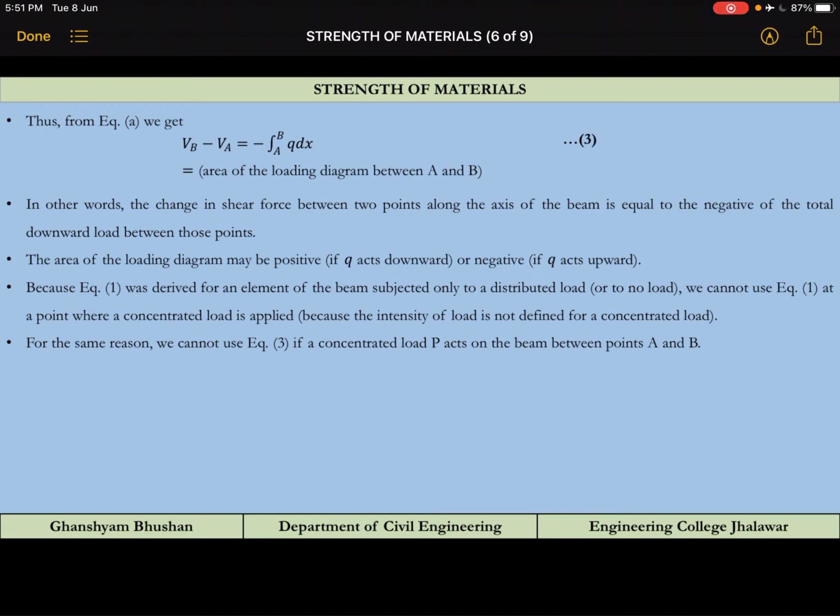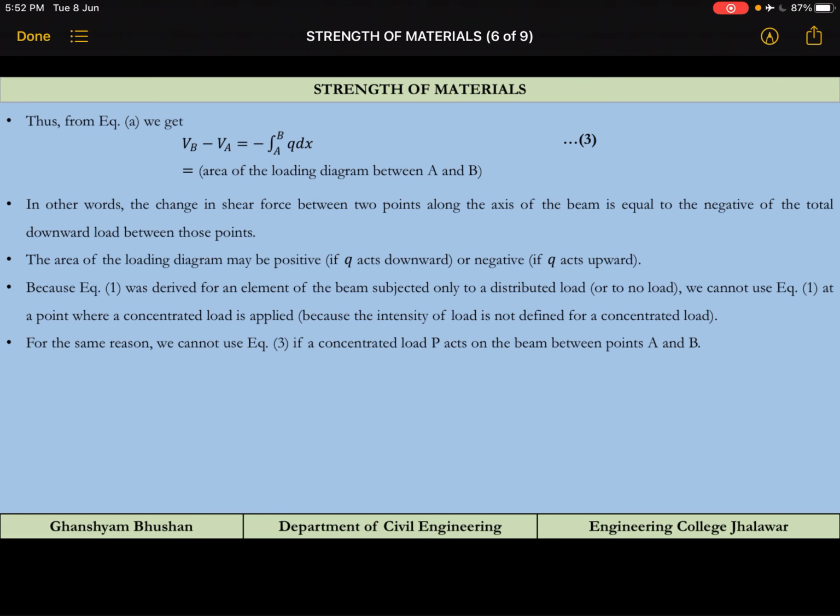So in other words, what we can say, the change in the shear force between 2 points along the axis of the beam is equal to the negative of the total area between those 2 points. The area of the loading diagram may be positive if q is downward or negative if q is upward, depending upon the direction. So the beam is subjected to only distributed load. So this equation is used only for distributed loads. You have to be very clear. If a concentrated load or couple is there, then you cannot use it.